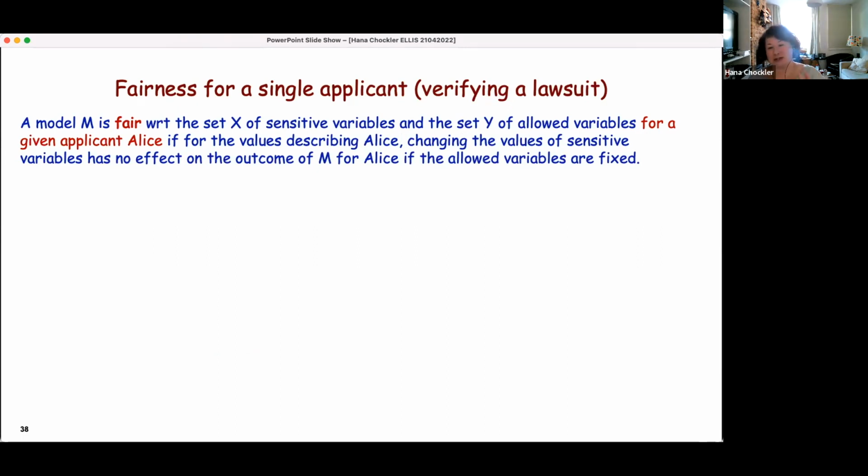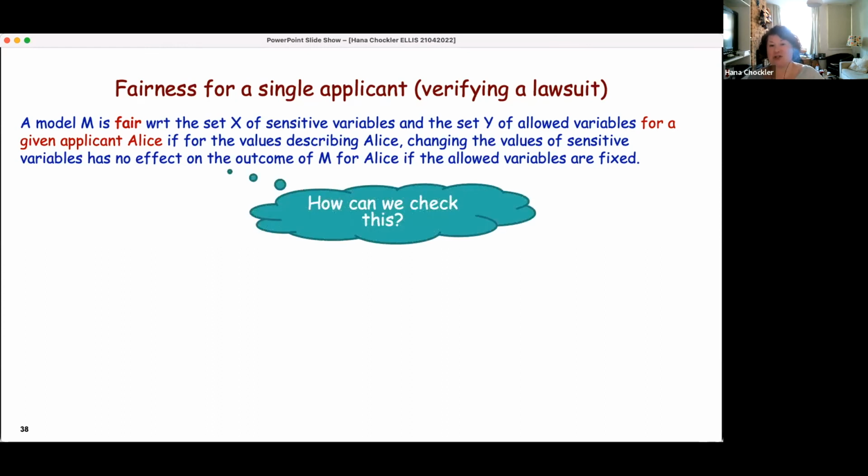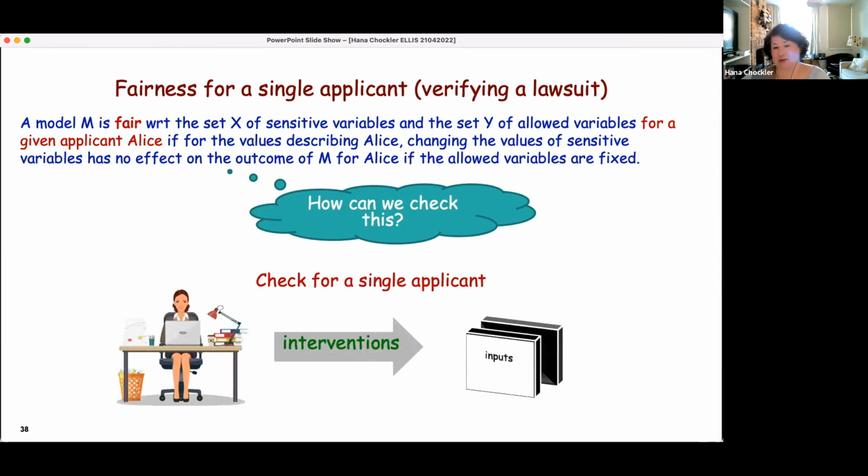But then for a single applicant, which is like verifying a lawsuit, so for a given applicant, Alice, right? A model system would be fair with respect to the same set X of sensitive variables and the set Y of allowed variables if, for the values describing Alice, changing the values of sensitive variables has no effect for Alice if the allowed variables are fixed. So if we take the values for Alice and only change the sensitive variables for her, then the outcome is going to be the same if everything else is fixed.